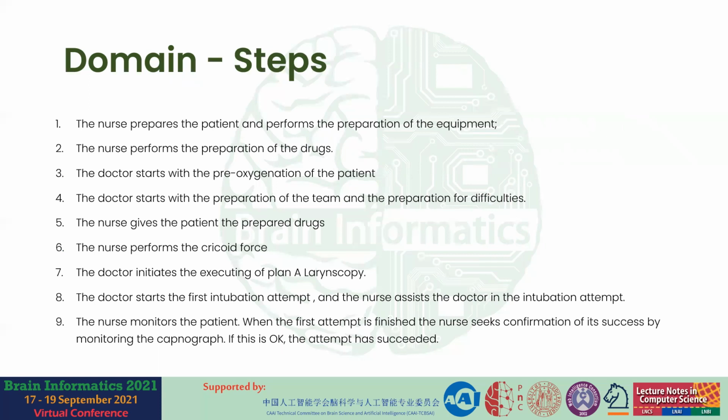After this, the doctor starts with the pre-oxygenation of the patient. This means that the patient gets an oxygen mask on. Then the doctor starts with the preparation of the team and the preparation for difficulties. So the doctor will be saying to the team what they're going to be doing, and if something goes wrong, what they will be doing then. The nurse gives the patient the prepared drugs as the next step, and then the nurse starts performing the cricoid force. Then the doctor initiates the executing of Plan A laryngoscopy, which was the intubation that we saw in the picture before. And the doctor announces here that they're starting that.